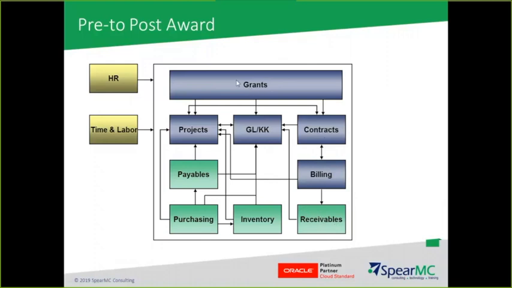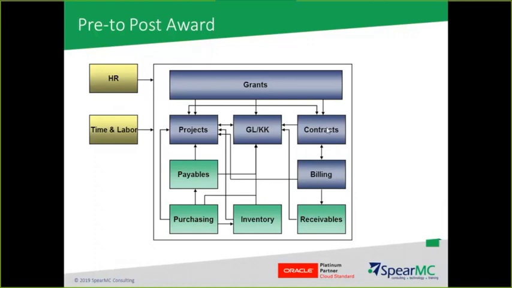Because grants sits upon and uses these modules, you get all the functionality within the contracts module. So any different types of ways you want to bill and recognize revenue for the grant, you have the ability to set up your contract different ways. You can even have multiple different lines on a contract where maybe you want to bill a portion of it fixed amount, but the rest of it as incurred. You have that flexibility within contracts.